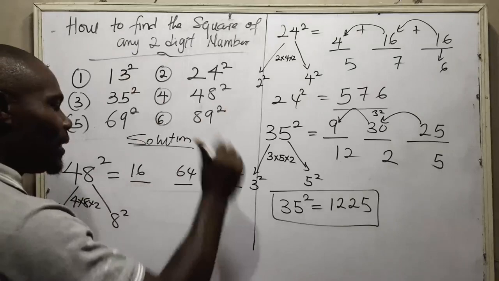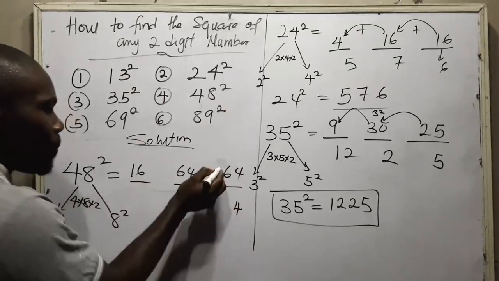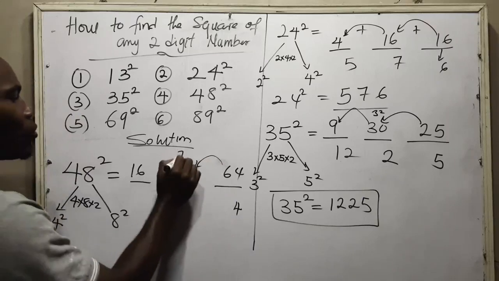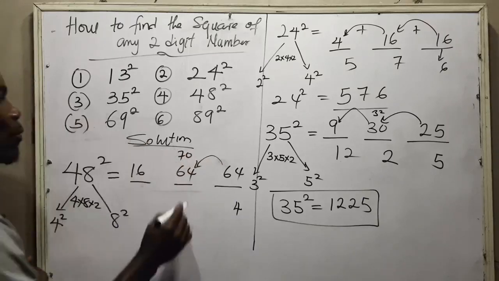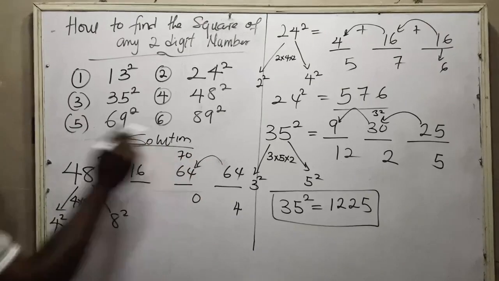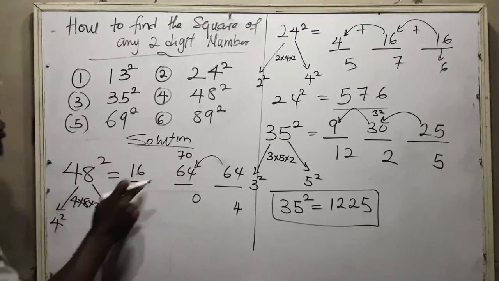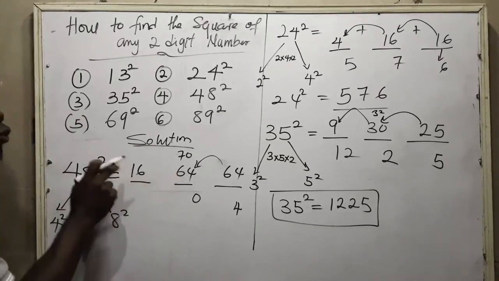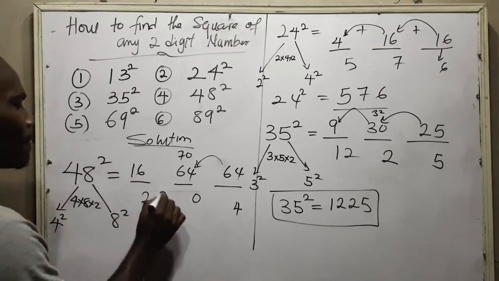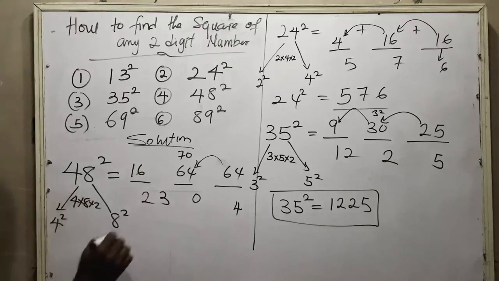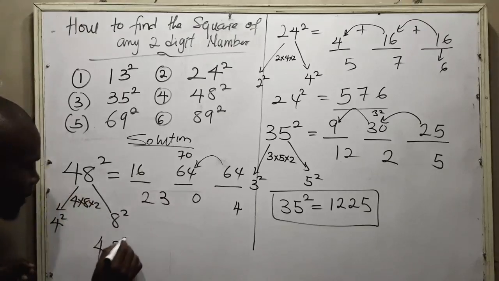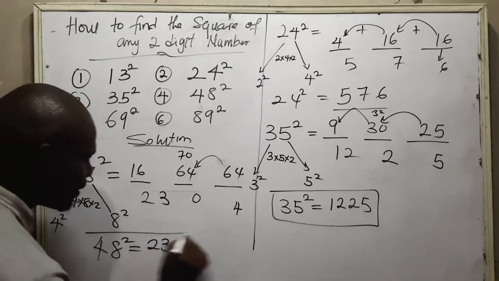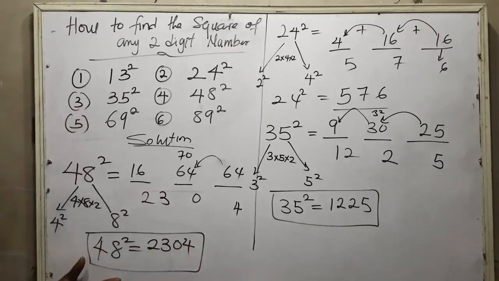You take only one digit from the first one, which is 4. You add, it remains 6. You add the 6 to 64, it surely gives you 70. You only take one value, which is 0. It remains 7. Let's add the 7 to 16. It will surely give you 23. So meaning that 48 squared is equal to 2304. So this is the value for 48 squared.